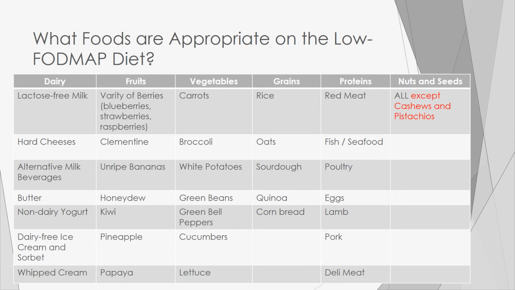Proteins in themselves are naturally low FODMAP, and we're not really concerned about that. What we are concerned about with the proteins are the added sauces and gravies, as most often they have non-compliant items in them, most notably onion and garlic. Finally, most nuts and seeds are compliant with this meal plan, with the exception of cashews and pistachios.